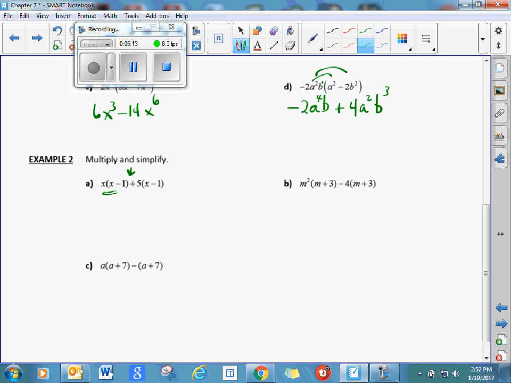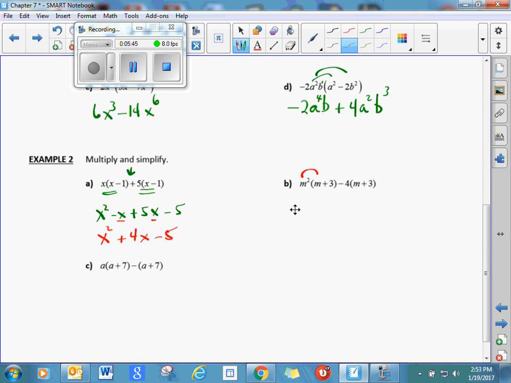So PEMDAS is going to tell us we're going to distribute. We're going to do that multiplication before we do the addition. So that's x squared minus x plus 5x minus 5. We're looking for like terms. I do see some like terms. I've got an x to the first power here and here. So I can combine those. A minus 1 plus 5 is a plus 4 of those x's, and the constant minus 5 is on the back end. Let's finish up these couple, and then we'll be done with this video.